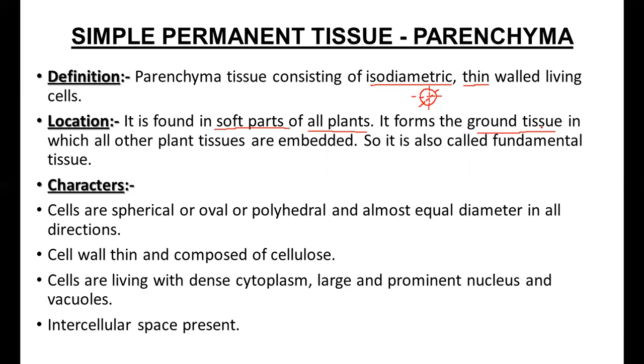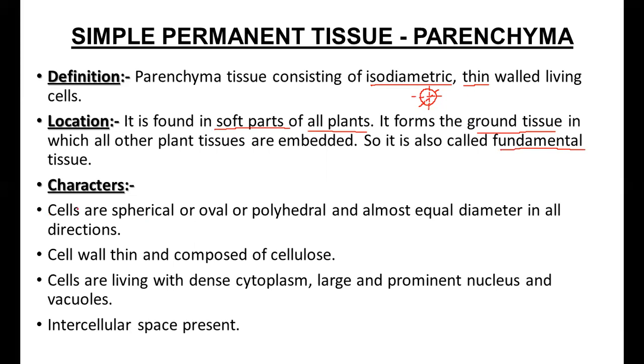So here the ground tissue consists of parenchyma, where other different types of tissue, that means xylem, phloem, collenchyma, sclerenchyma, can be embedded in the parenchyma. So parenchyma is present in ground tissue, and as it holds other different types of tissue, it is also called fundamental tissue or fundamental tissue system.